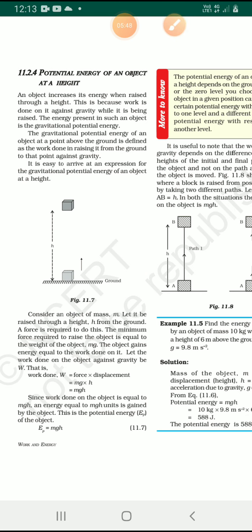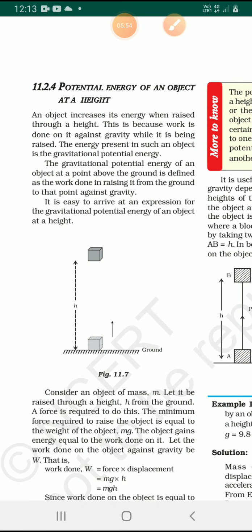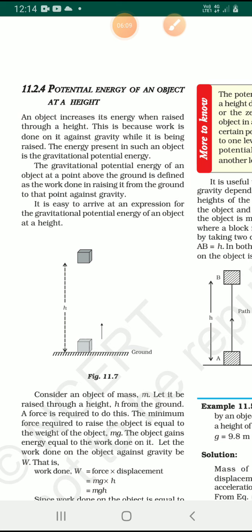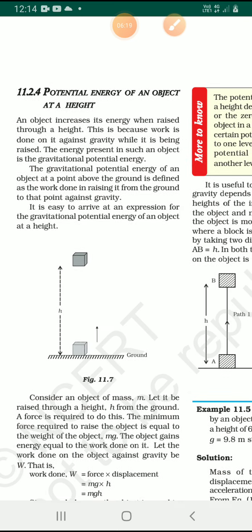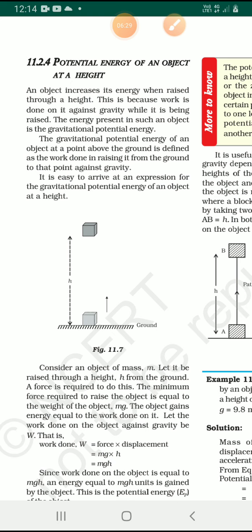So, potential energy of an object at a height. What happens to the height? Let's try to see what's given in your textbook. An object increases energy when raised through a height. This is because work is done on it against gravity while it is being raised. The energy present in such an object is the gravitational potential energy, because we are raising that object against the gravitation force, right? So gravitational potential energy of an object at a point above the ground is defined as the work done in raising it from the ground to that point against gravity.